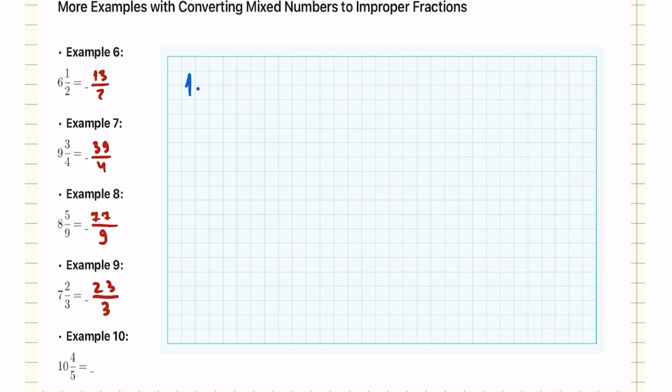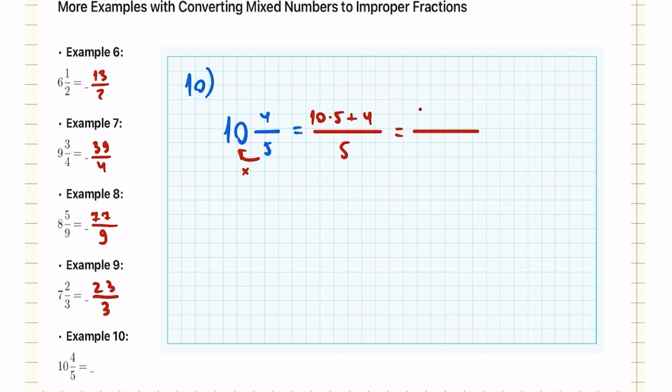Now the last one, the 10th one, we have 10 and 4 over 5. Doing the same thing, 10 times 5 plus 4 over 5. Denominator stays the same. We have 50 plus 4 over 5. This is equal to 54 over 5, and that's the final answer.